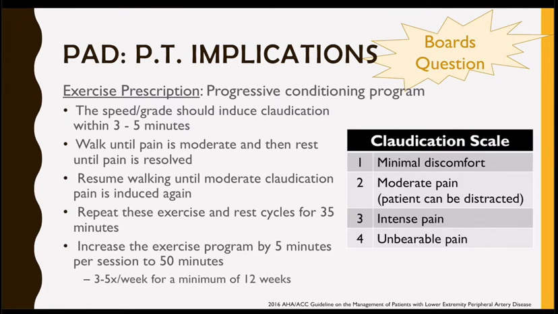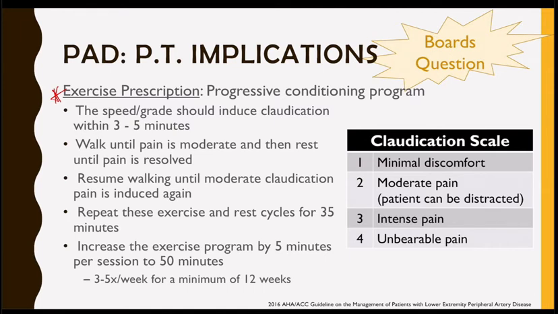Okay, so this is what we can actually do about a disease. This is very exciting for pathophys because very often we don't get to make this big of an impact, but here we can. You can use exercise to treat peripheral arterial disease by putting patients through a progressive conditioning program. So let's look at what it is.